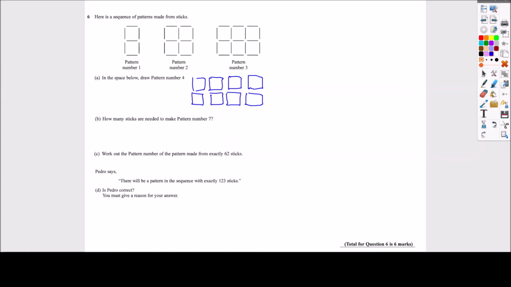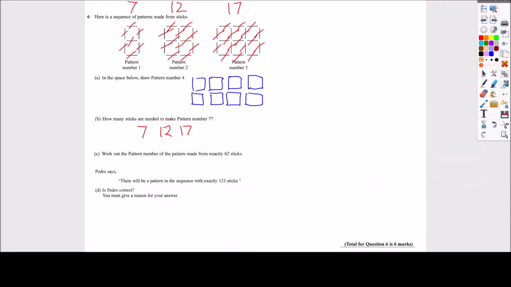Right, okay. For part B, how many sticks are needed to make pattern number 7? Now, I think it's easier to go back and convert the patterns into the number of sticks. So going back to the very first one, I've got 1, 2, 3, 4, 5, 6, 7 sticks. Then I've got 12. And then 17. And I'm just going to focus on those numbers. So I go from 7 to 12 to 17 and so on.